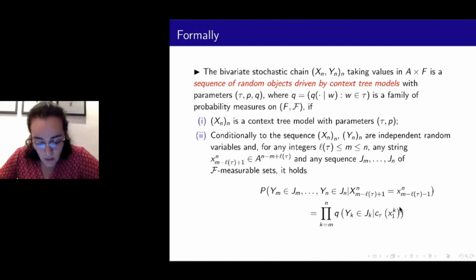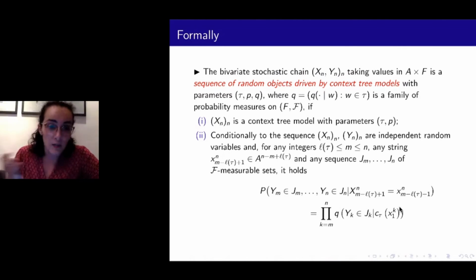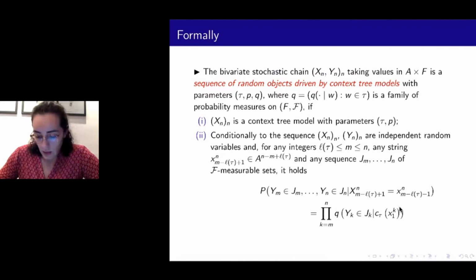So the model is called a sequence of random objects driven by context tree models. And what do we need in order to define this model? Well, the first thing is we have a bivariate stochastic chain, right? The stimuli and the answers. The stimuli are assuming values in some finite alphabet, and Yn for us, in this case, are functions, for instance, but could be something else. And the first thing we need is that our sequence of stimuli is a context tree model with parameters tau and p, and conditioning on the stimuli sequence, the answers are independent. So if I give you all the stimuli sequence, I will decide what the brain's answer is in an independent way, okay?